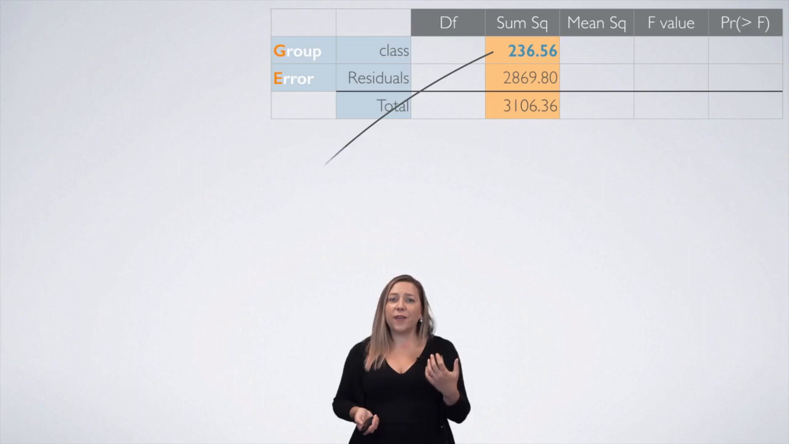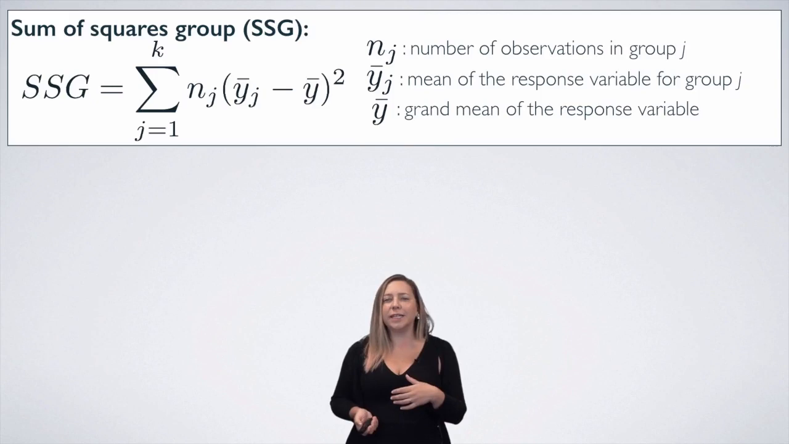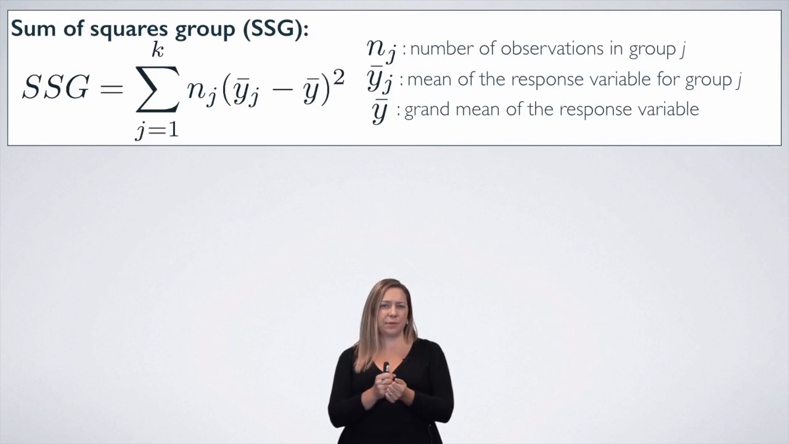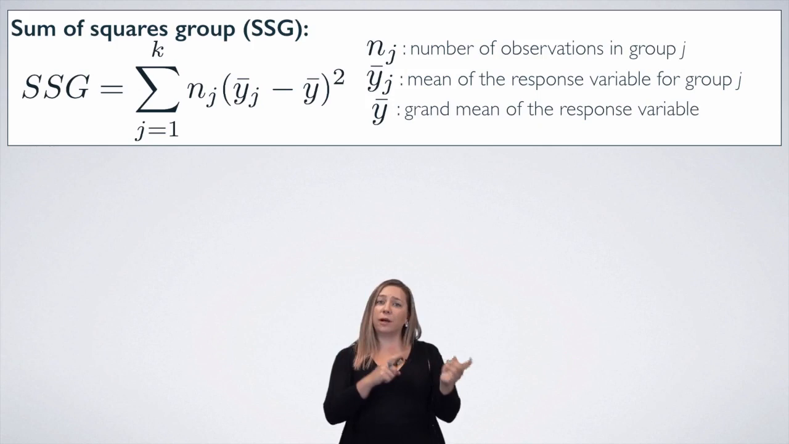This value measures the variability between groups and can be thought of as the variability in the response variable explained by the explanatory variable in the analysis. It's calculated as the deviation from group means from the overall mean weighted by their sample sizes. So more specifically, for each group, we calculate its mean, that's y bar j, subtract the grand mean from it, y bar, square this value and multiply it by the sample size for that group. We do this for each of the groups and sum them up.